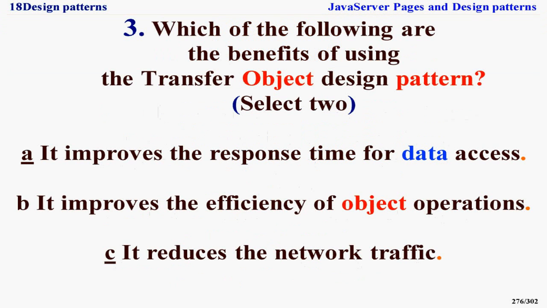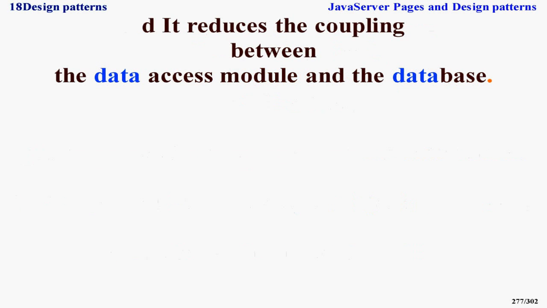3. Which of the following are the benefits of using the transfer object design pattern? Select 2. A. It improves the response time for data access. B. It improves the efficiency of object operations. C. It reduces the network traffic. D. It reduces the coupling between the data access module and the database.